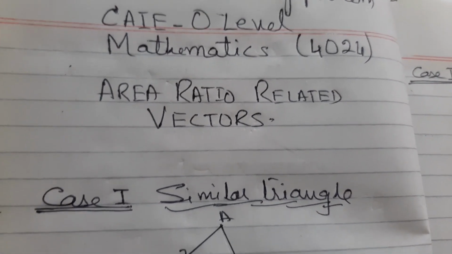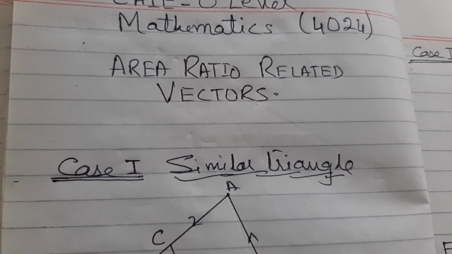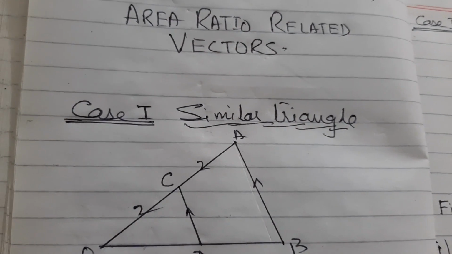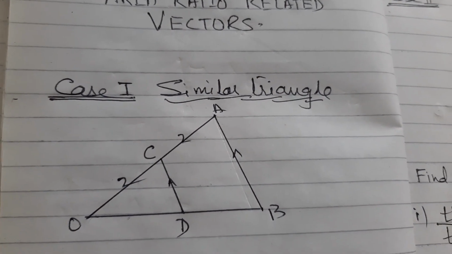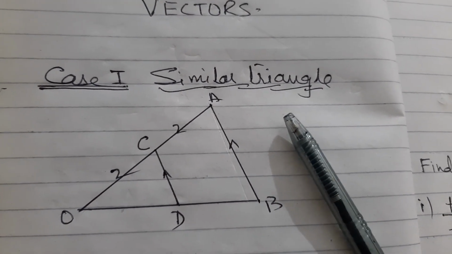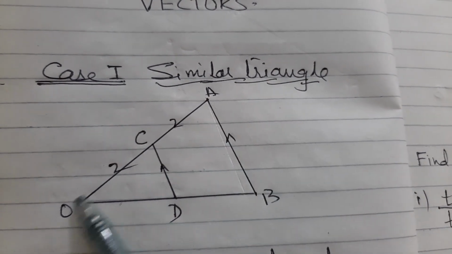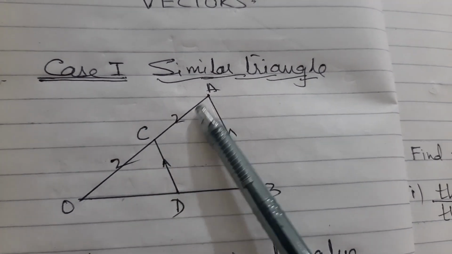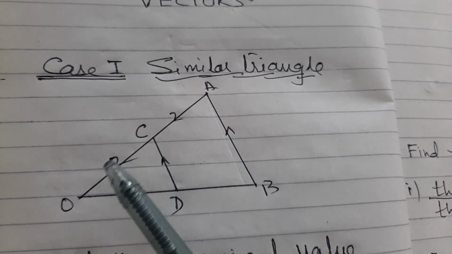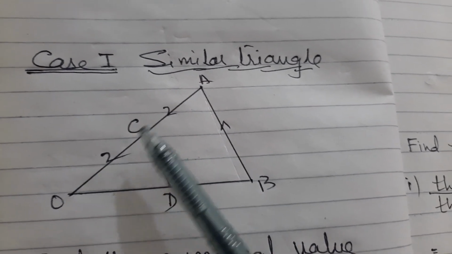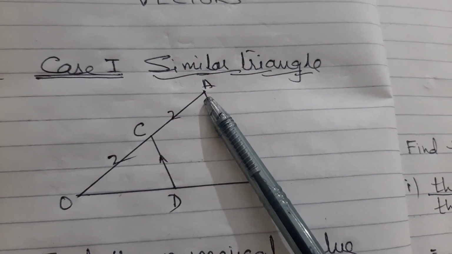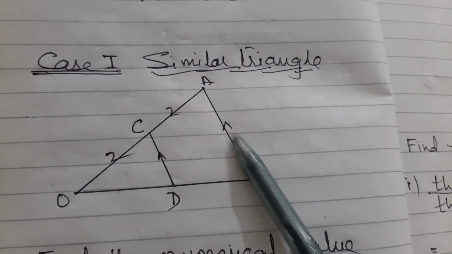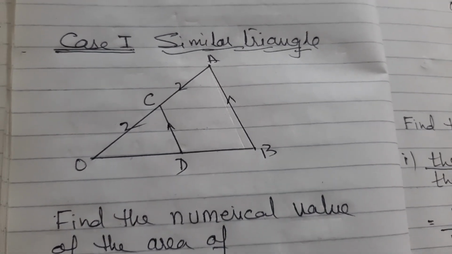So coming back to the vector concept, there are three cases we consider in area ratio related questions. Case number one is related to similar triangles. For example, this is the figure given to you, and you know the ratio of corresponding sides. You know the meaning of corresponding sides. OC and OA are corresponding sides for the triangles OCD and OAB, right? So this is case number one.